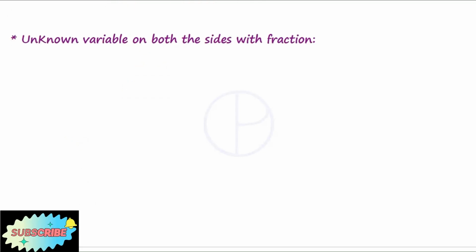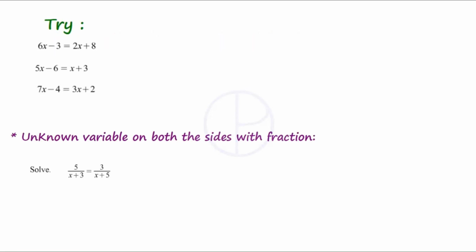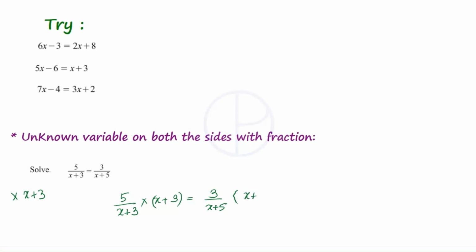Next, how to solve a linear equation when it has a fraction. For example, consider this. First, to eliminate the denominator, multiply by x plus 3. So we get 5 over x plus 3 multiplied by x plus 3 is equal to 3 over x plus 5 times x plus 3. So here this gets cancelled.